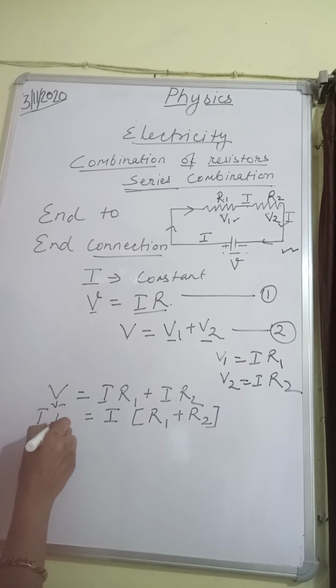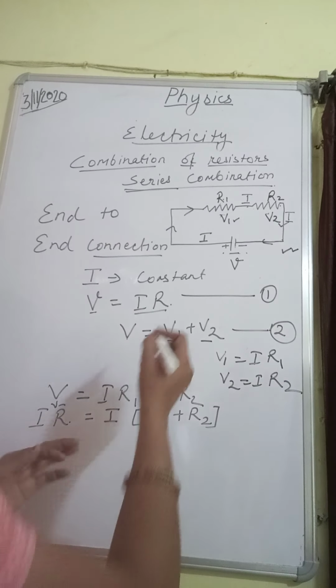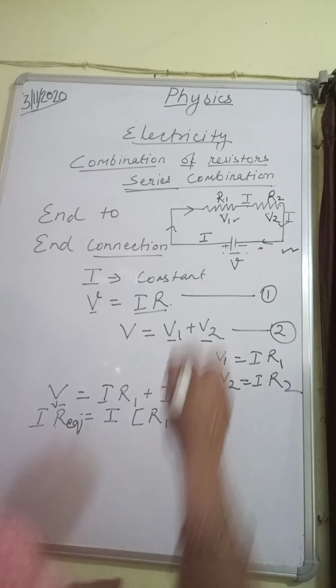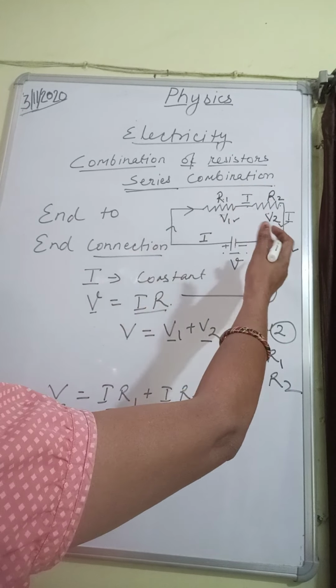So IR. Now, what is this R? This R is the equivalent resistance. I am writing here R equivalent, or you can say the total resistance for this circuit. We are not bothering about R1 and R2 now. We are taking out the equivalent resistance for the circuit. So I R equivalent is equal to I times R1 plus R2.